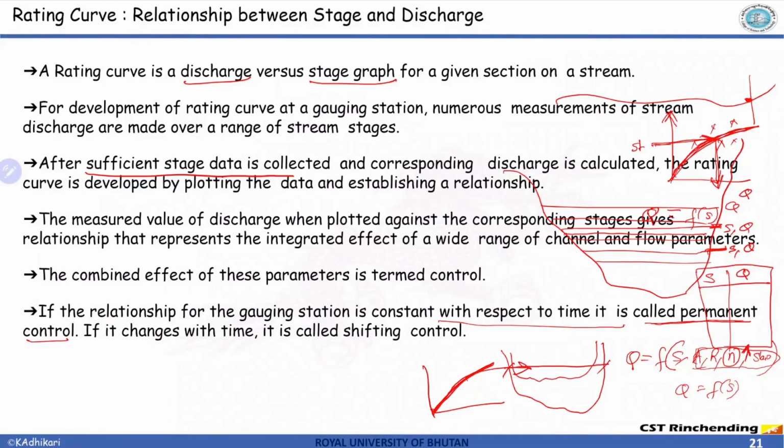So that is what we call shifting control. So now the control is getting shifted, because we know that the area of the cross section also affects the discharge, of course, right? So once the area is changing, then everything else changes. So because of this, the control has now shifted. So that is the main meaning of the permanent and the shifting controls.